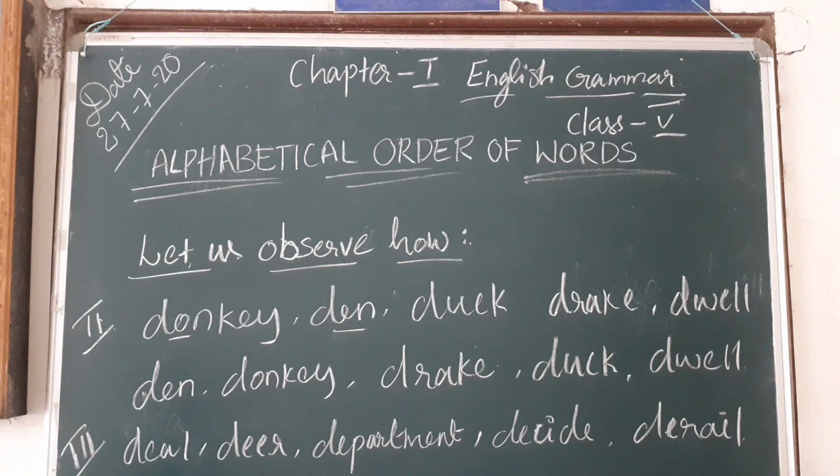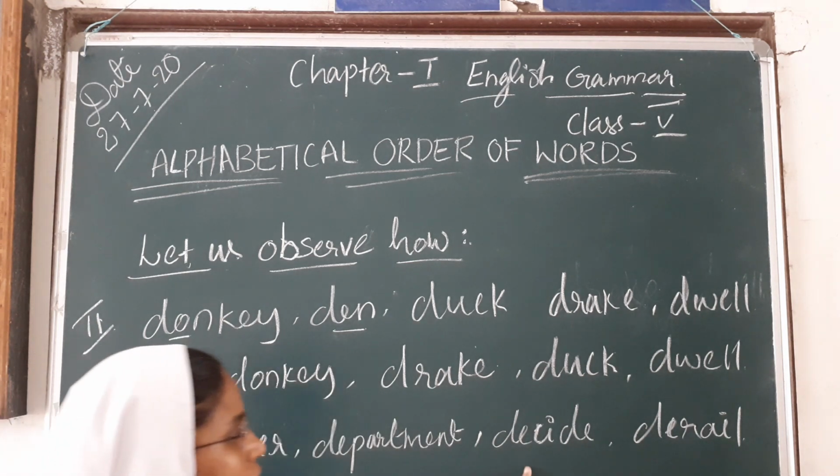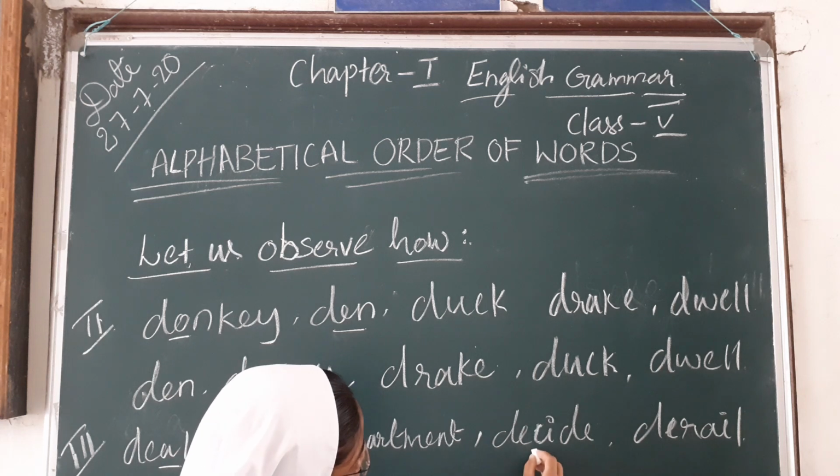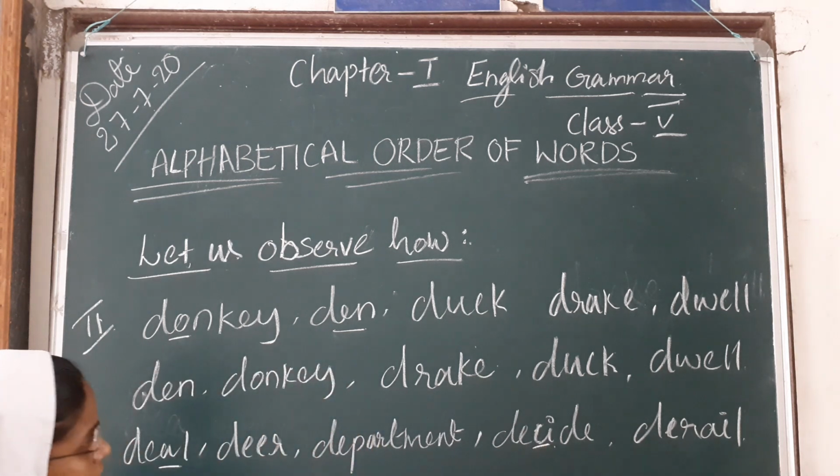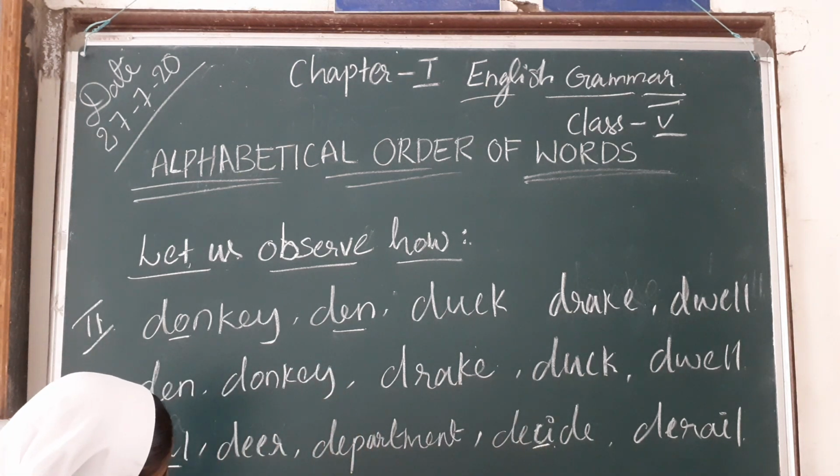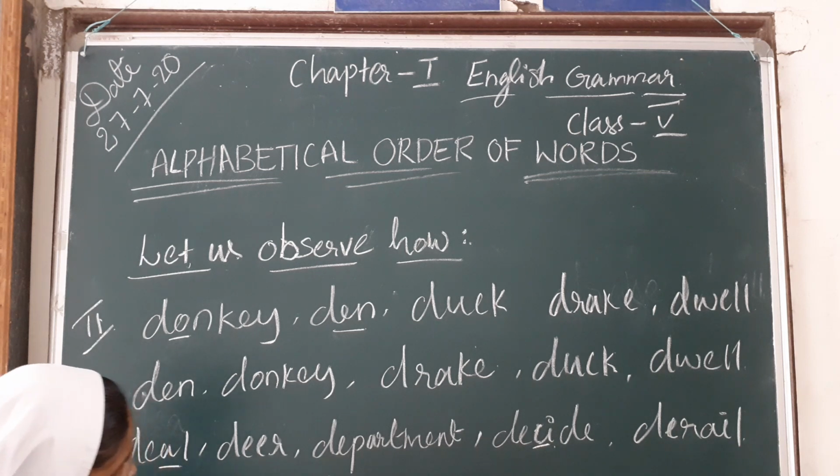Now we can do this exercise. First you see D, E, same. Third letter comes A: D-E-A-L, deal. Then next comes C: D-E-C-I-D-E, decide. The next one, deer, E: D-E-E-R, deer.